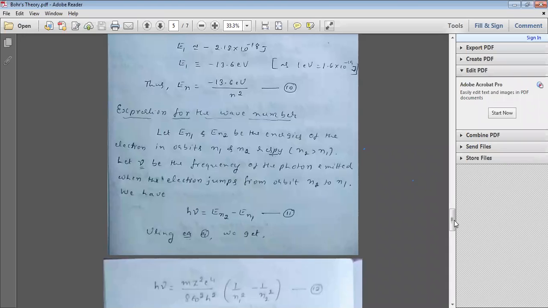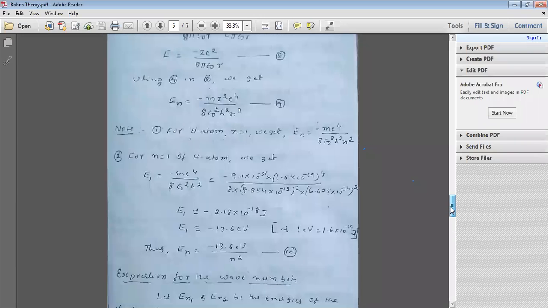Is this expression correct? Do you agree? h nu is equal to En2 minus En1, is it correct? I want a reply from your side. Are you following?